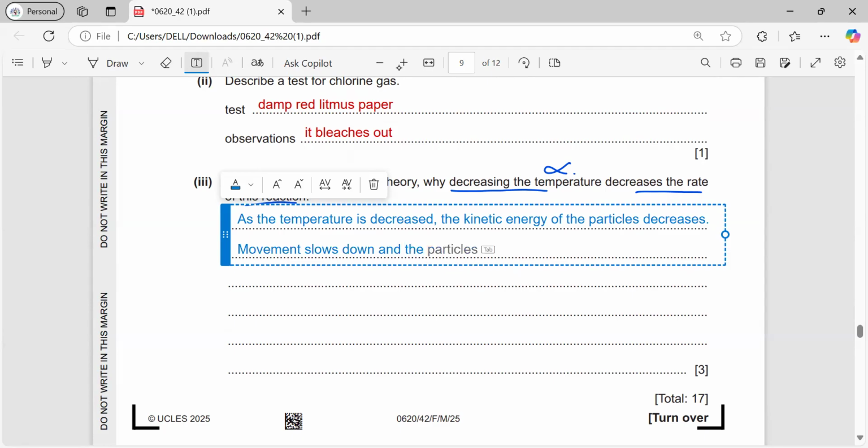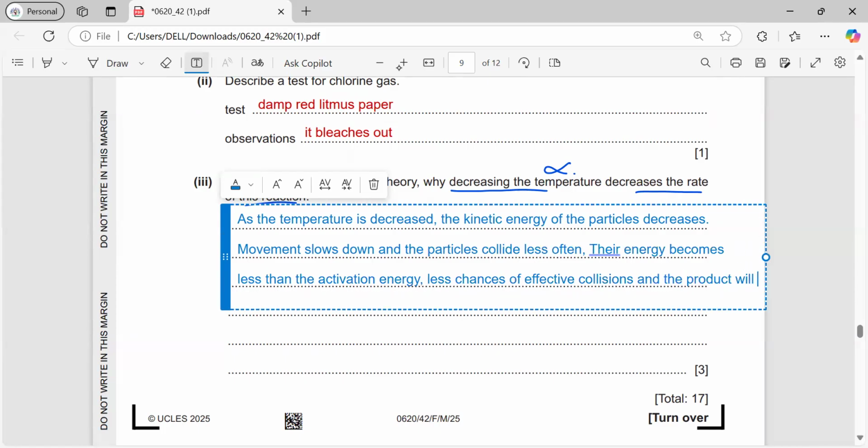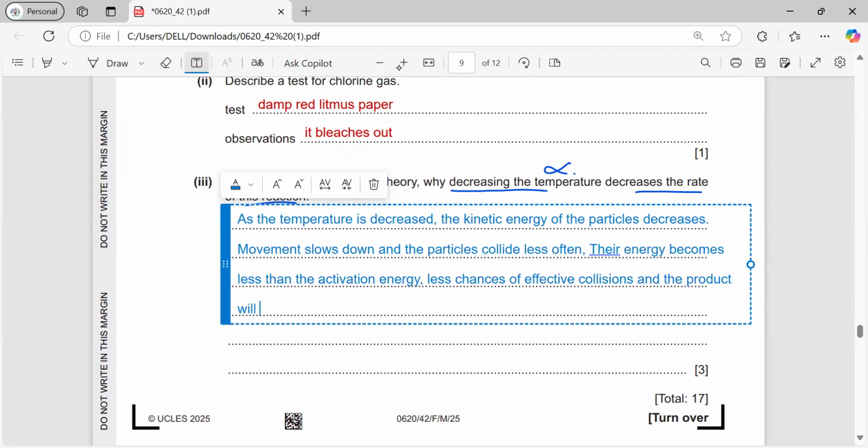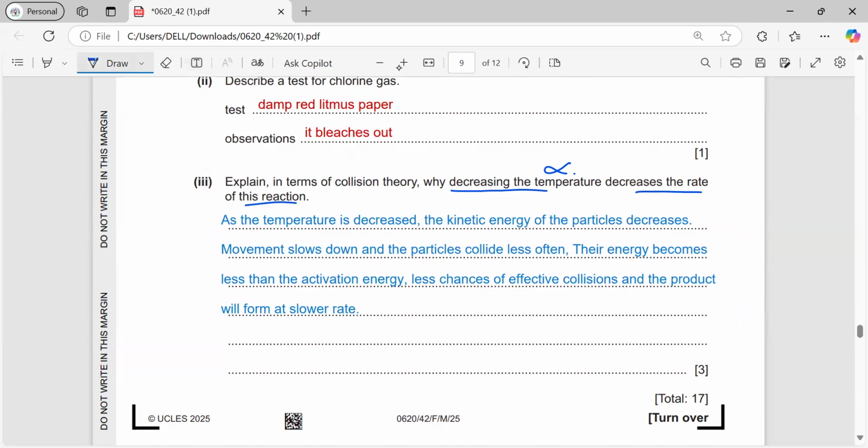and the particles collide less often. Their energy becomes less than the activation energy, less chance of effective collisions, and product will form at a slower rate. So this is the whole answer.